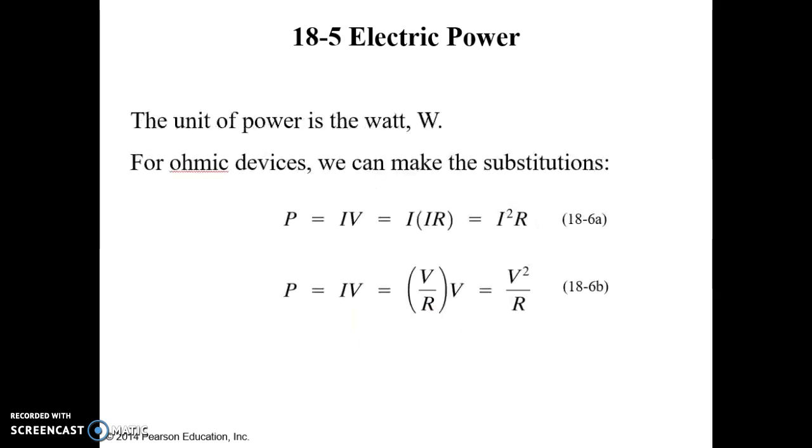The other two equations are derived from using Ohm's law. Please also write down P equals I squared R and P equals V squared over R. You will use one of these three equations to solve for power, and the unit for power is watt, capital W.